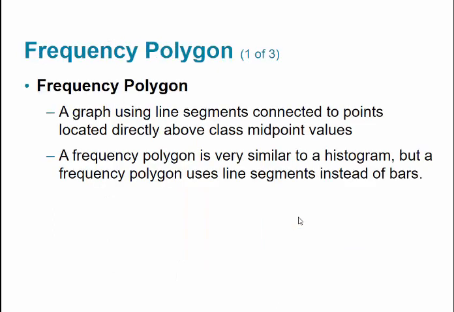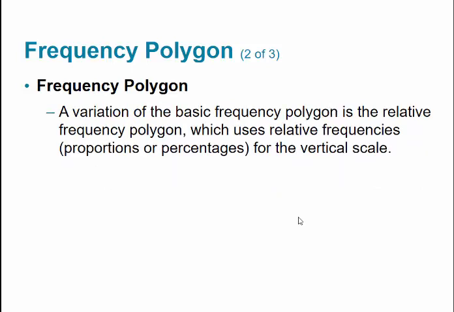The next one is a frequency polygon, and this is just a graph using line segments connected to points that are located directly above class midpoint values, where I showed you how to calculate the midpoints of classes. And a frequency polygon is very similar to a histogram, but a frequency polygon uses line segments instead of bars. Now, a variation of the basic frequency polygon is the relative frequency polygon, which uses relative frequencies as opposed to frequencies on the vertical scale.